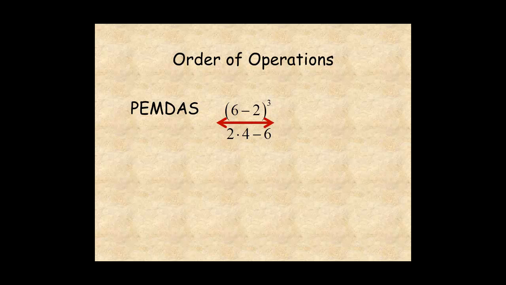In the numerator, 6 minus 2 is 4. In the denominator, 2 times 4 is 8. Then, 4 to the power 3 is 64, and 8 minus 6 is 2. Finally, 64 divided by 2 is 32.